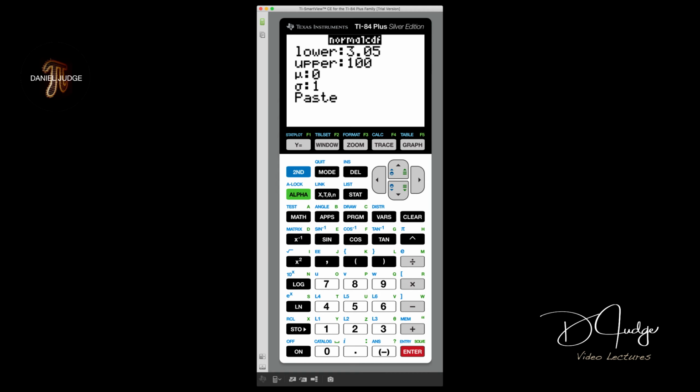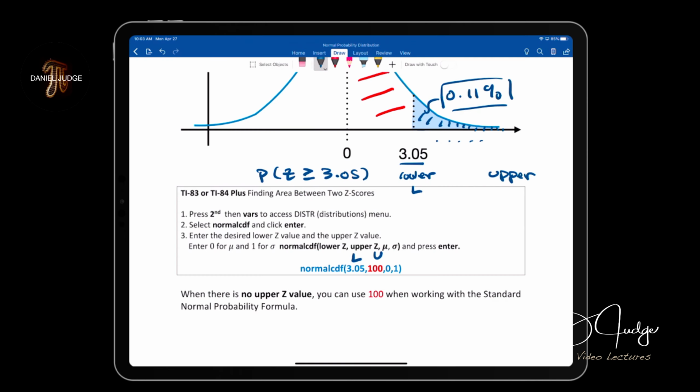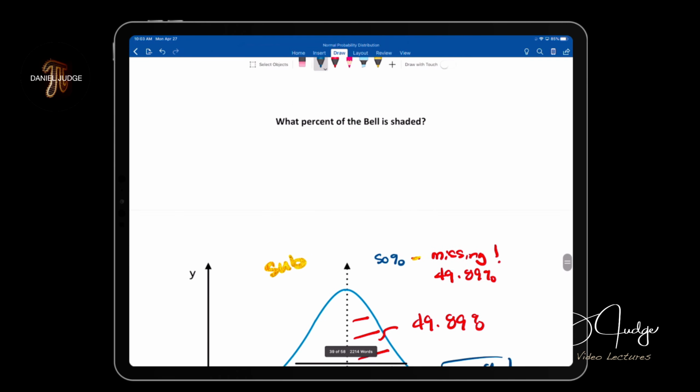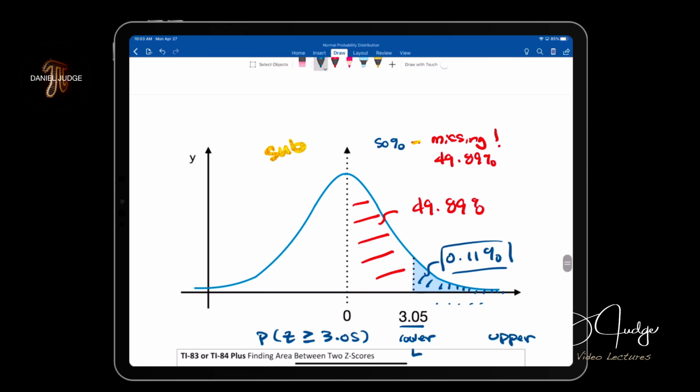Mean is 0. Standard deviation is 1. This is the standard normal Z table. Paste that in. And sure enough, you get the same answer. However, this is in probability notation. 0.0011. Here we go. Remember? 0.0011.